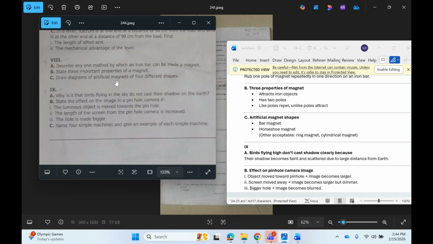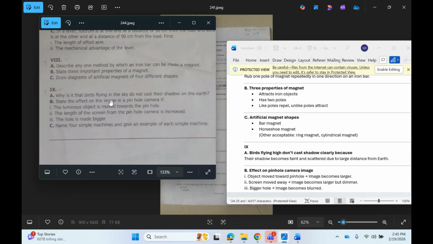Next, draw a diagram of artificial magnets of four different shapes. You have to draw one bar magnet, one horseshoe magnet, which will be like this, and one U-shaped magnet. So these three you can draw: bar magnet, U-shaped magnet, horseshoe magnet, and one cylindrical magnet also you can draw. Next one, see here, this is very important.